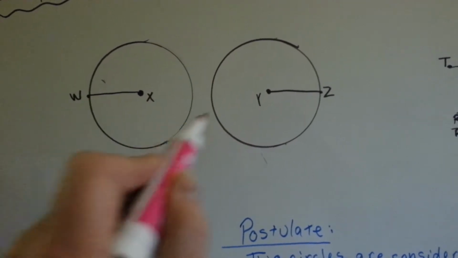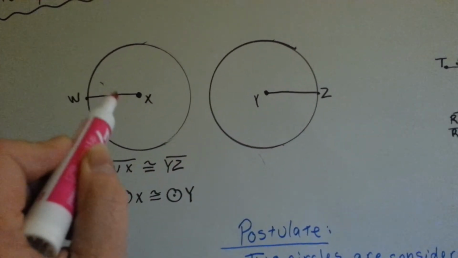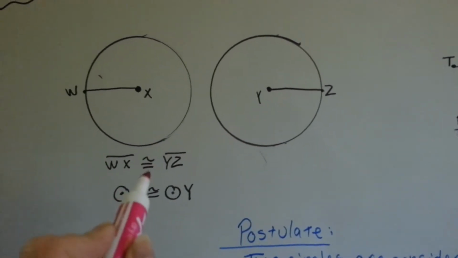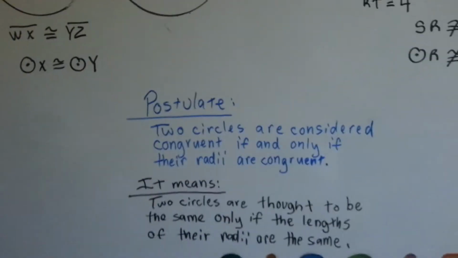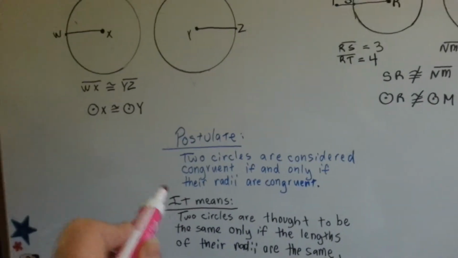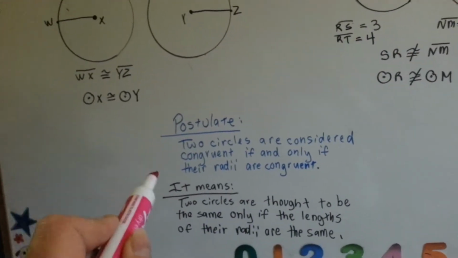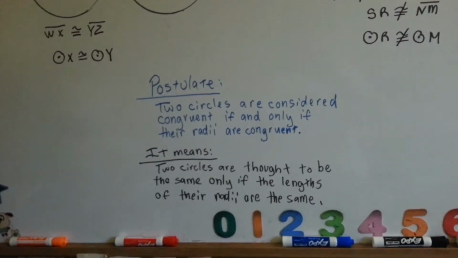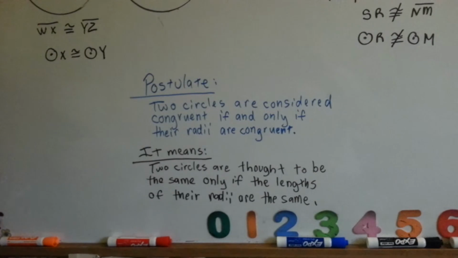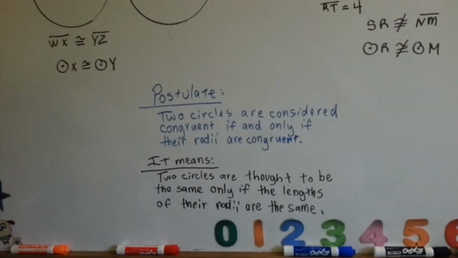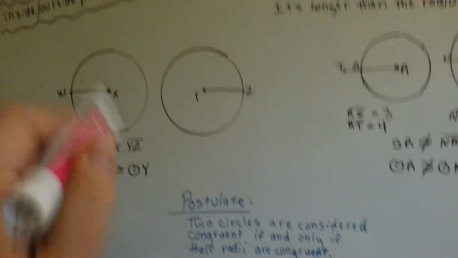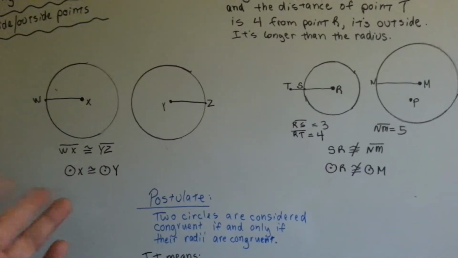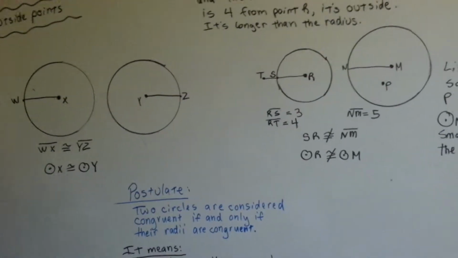This is the radius. If the radius of this circle is equal to the radius of that circle, then the circles are congruent. There's actually a postulate for that. Two circles are considered congruent if and only if the radii are congruent. What it means is two circles are thought to be the same only if the lengths of the radii are the same. Okay? So you know there's probably going to be a proof coming up where you have to prove two circles are congruent. So that postulate will help you.